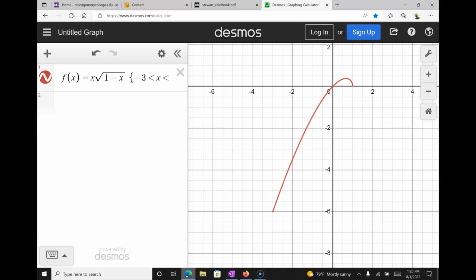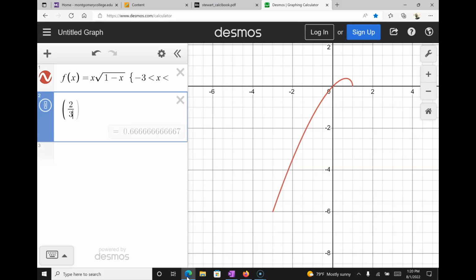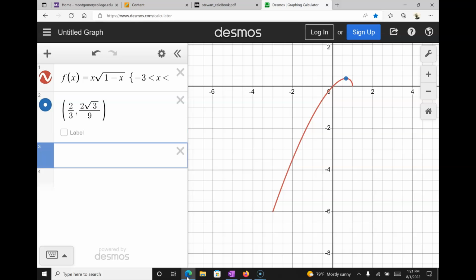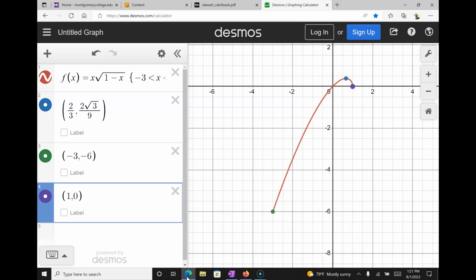So I want to check that point. I had an x value of 2/3. I had a y value of 2 square roots of 3, all divided by 9. Yes, there's my point. I had endpoints of -3, comma, what, -6, was it? Yeah, and I had 1, 0. What point is the highest point? What's the lowest point? There you go. You know how to do it. It's that easy.